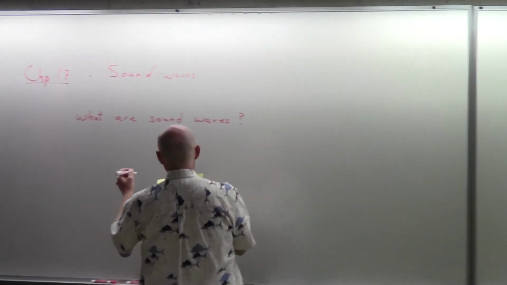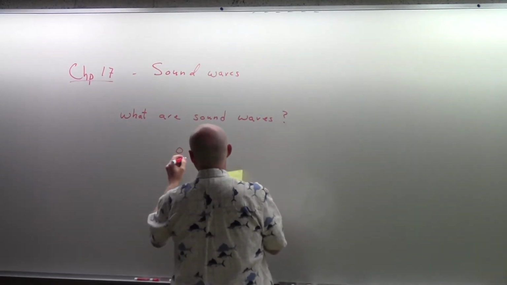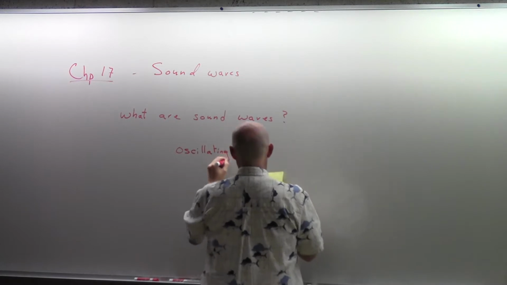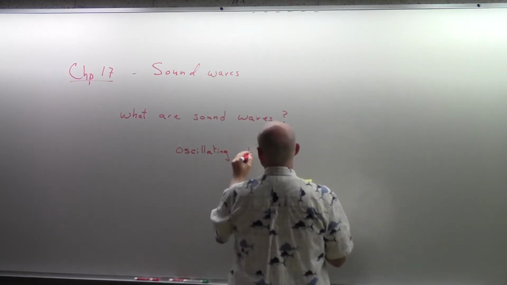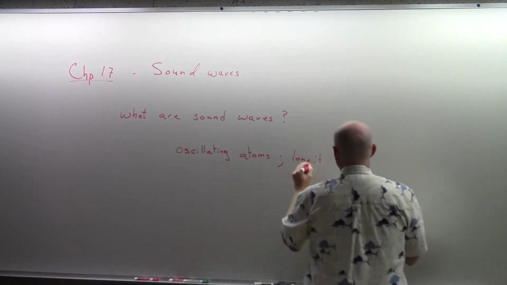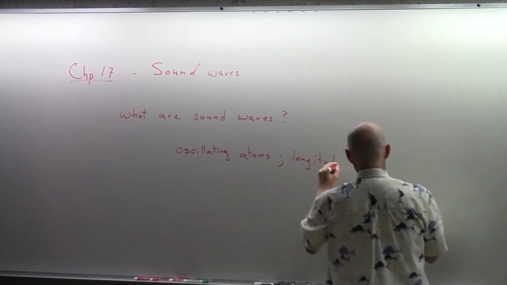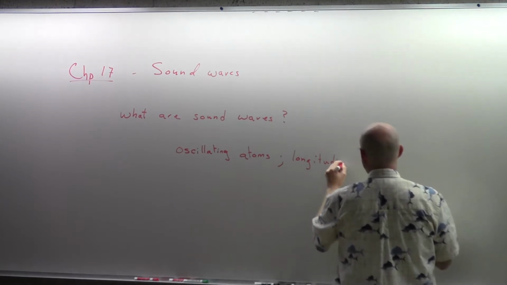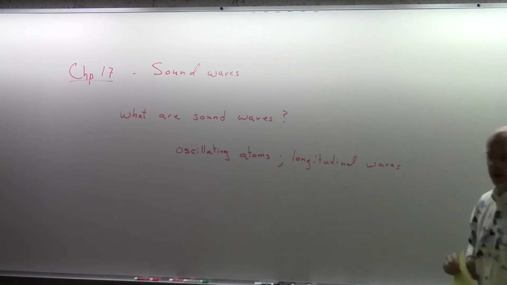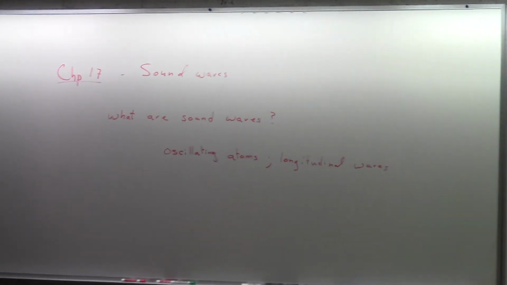And that's the visual picture I want you to have. The short answer here really is that what we have for sound waves is the movement or the oscillation of the atoms. They are what we called in the last chapter waves where the vibration is in the direction of their movement, and so they are longitudinal waves.